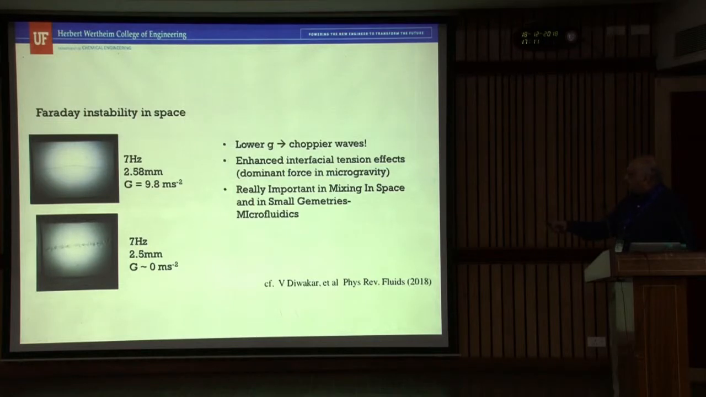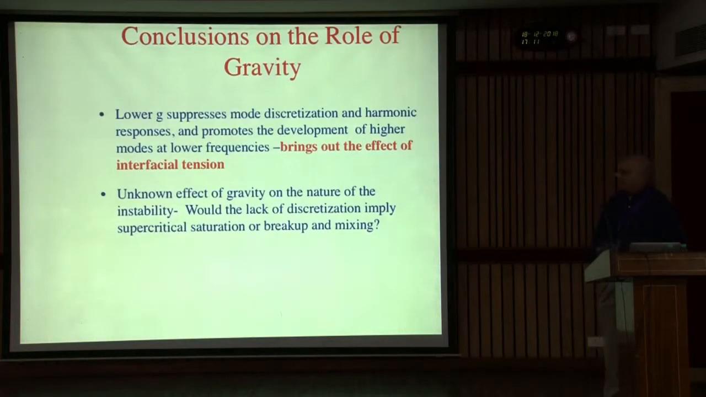So this is the result. You can actually see the interface beginning to turn. That was towards the end of the parabola, okay? So there are some questions. We don't know necessarily what the mode structure is. We only know that the modes have become very choppy. So the actual nature of the instability is not clear. Okay, so this is something which is of interest.